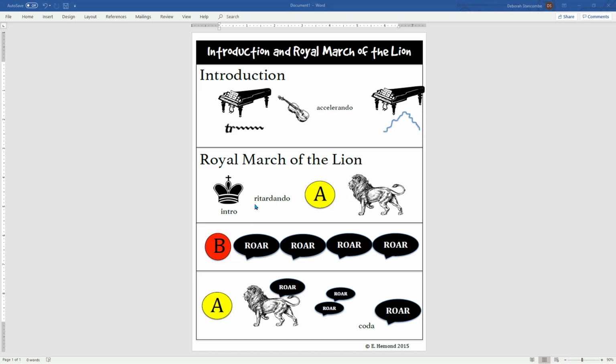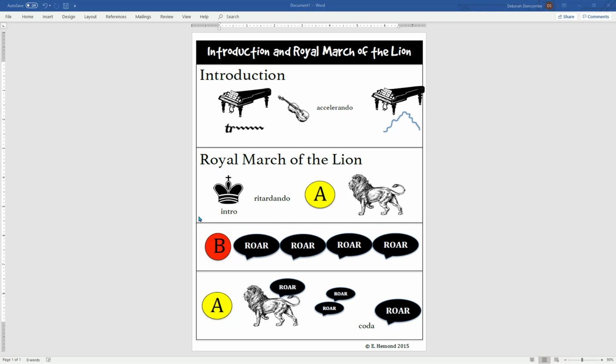And then it's going to slow down a little bit. That's what this word means. Retardando means to slow down. And then we're going to hear the theme of the lion. And this music is very proud sounding, like if you were to imagine a lion walking down the street with his head high, walking slowly but very proudly. That's what this music reminds me of.